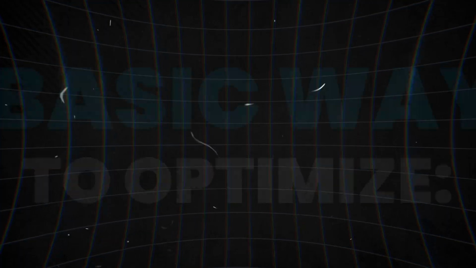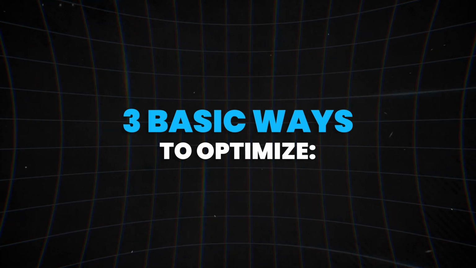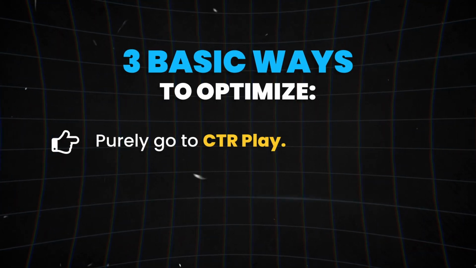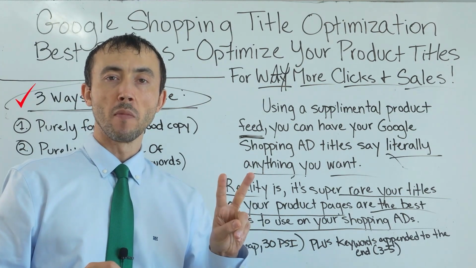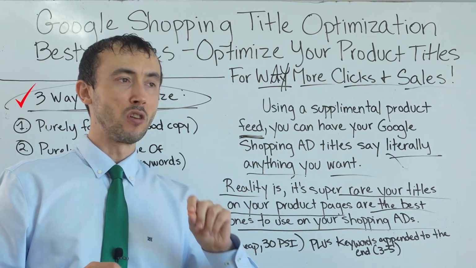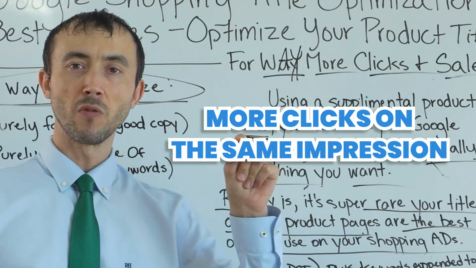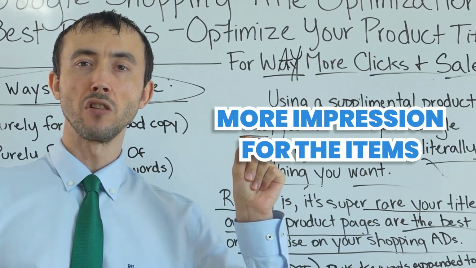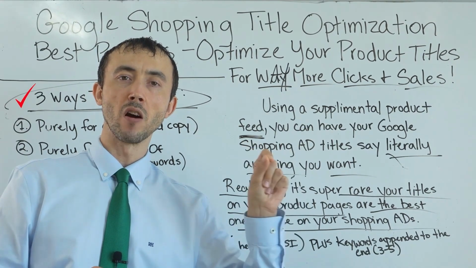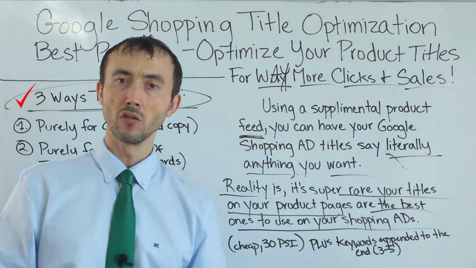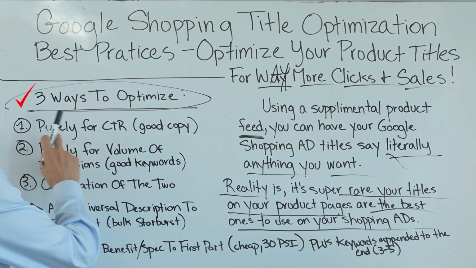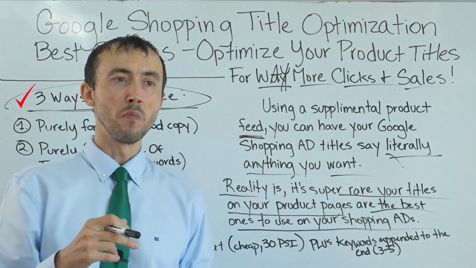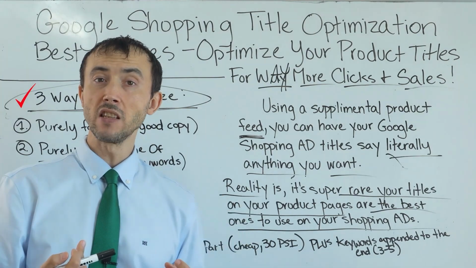So with that said, there's 3 basic ways to optimize your titles on your ads. That is, purely go for a CTR play. As I mentioned before, there's 2 ways to make more money from your shopping ads optimizing your product titles. You can either try to get more clicks on the same impressions you're having now, that is a higher click-through rate, or you could get more impressions for the items that you have to market, so you have more at-bats, so to say. And if you're going to go for more click-through rate, then you get that through writing better copy. Make what you're saying seem more enticing.